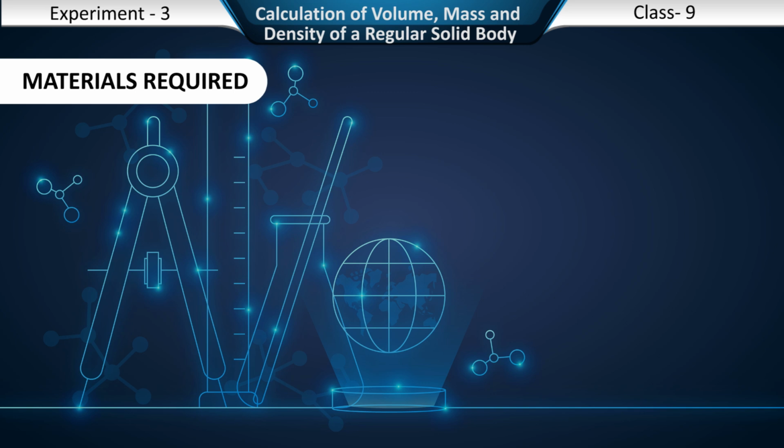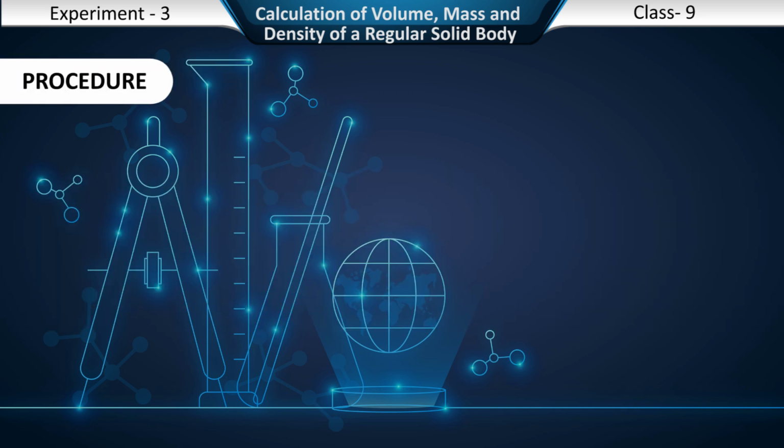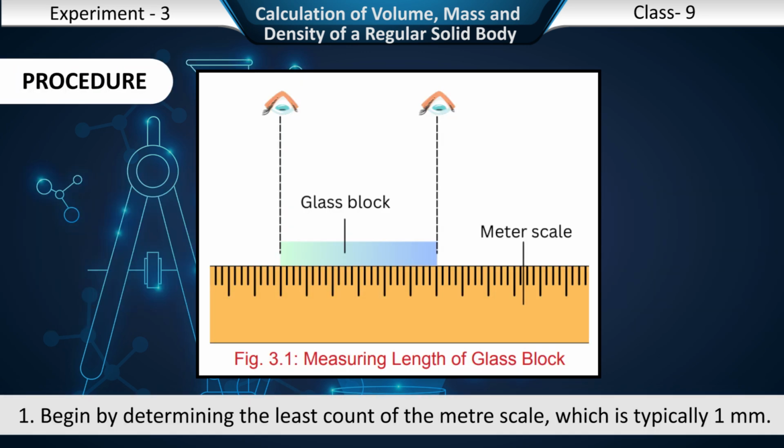Materials required. The necessary materials for this experiment include the glass block under consideration, a meter scale, a physical balance, and a physical weight box equipped with fractional weights. To calculate the volume of the given glass block. Procedure. 1. Begin by determining the least count of the meter scale, which is typically 1 mm.